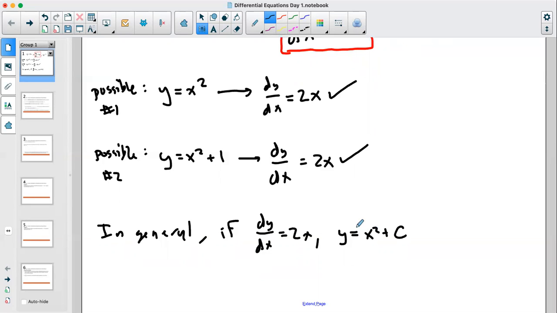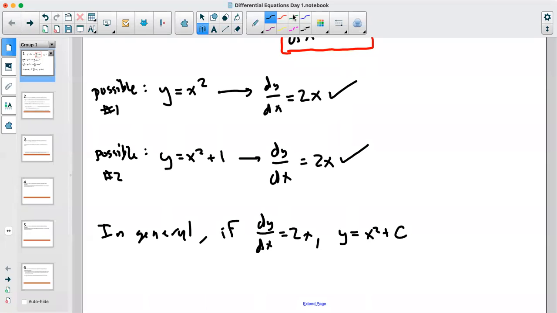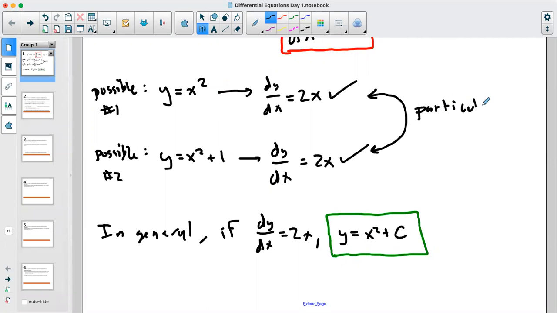So again, I might refer to this y equals x squared plus c as a general solution to the differential equation. These up here, where c was technically 0 and here c was 1, are particular solutions to the equation. This is called the general solution. The particular solutions will always have numbers in them, and the general solution will always have a plus c because it's one where we don't know the constant.